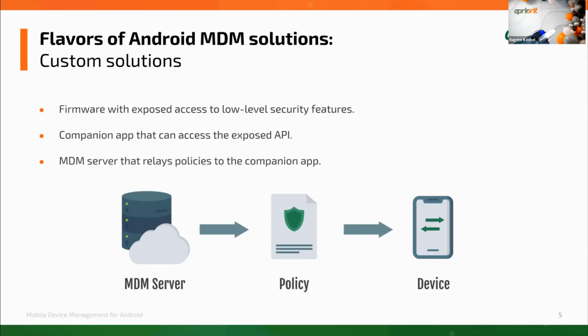A typical fully custom Android MDM project consists of the following components. First one is modified firmware that exposes restricted or custom API. The second is a companion application that can access the said API and enforce MDM policies on the device. And the third one is an MDM server that pushes and manages the policies. The companion app is separated from the firmware because it makes it easier to introduce changes without requiring the user to flash the device with a new firmware each time an update is released.